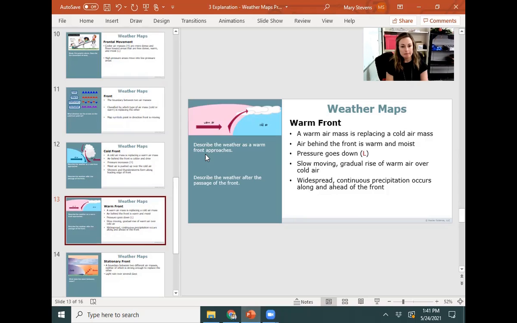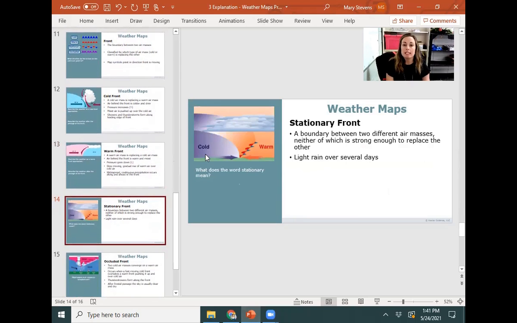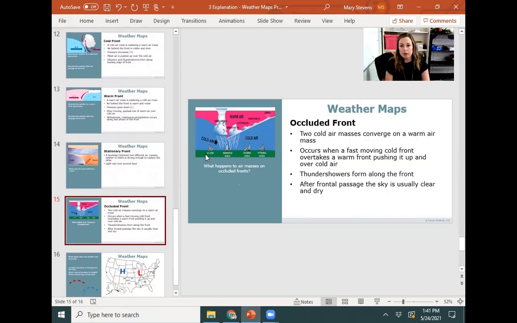A stationary front is when two air masses meet that are not strong enough to push the other one away. This will cause light rain over several days. And then an occluded front is going to be when two air masses that are cold take over a warm air mass. This is going to occur very quickly, and it will have thunderstorms generally associated with the beginning of it. After the first line of thunderstorms goes through, though, you'll have the cool, dry air of a cold front.